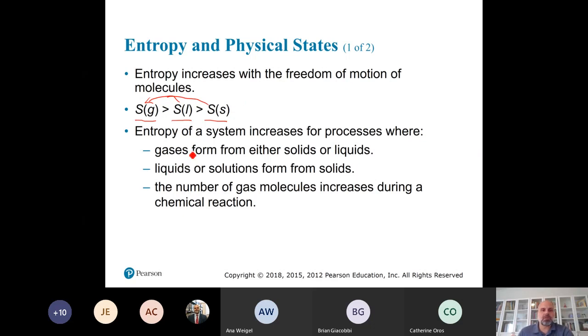If you go from a solid directly to a liquid, you're going to see an increase in entropy, maybe not as big as going from a solid to a gas, but still an increase. So if a chemical reaction occurs and you increase the number of gas molecules, your entropy in the system is going to increase. Say we have a decomposition, right? We take carbonic acid, and it decomposes to give us carbon dioxide and water, right? We're going to see this increase that occurs.